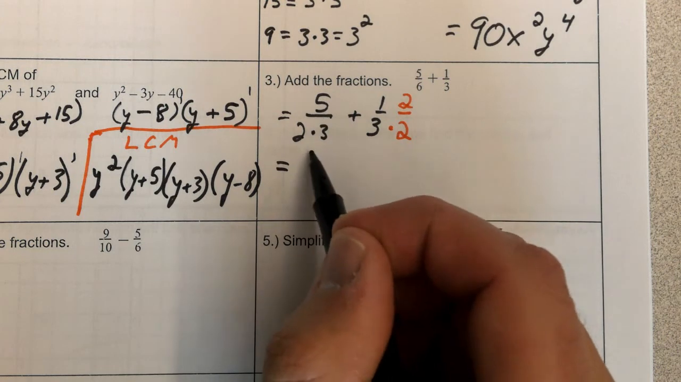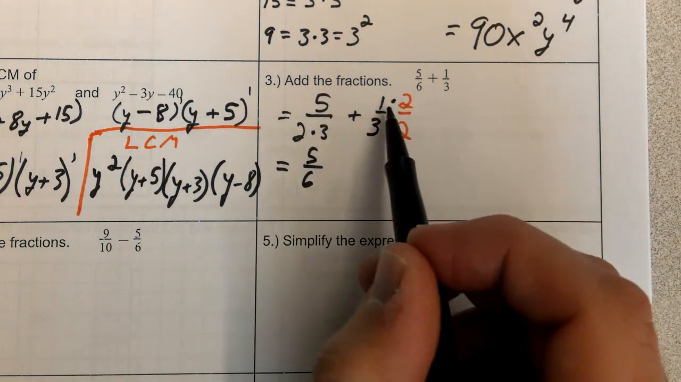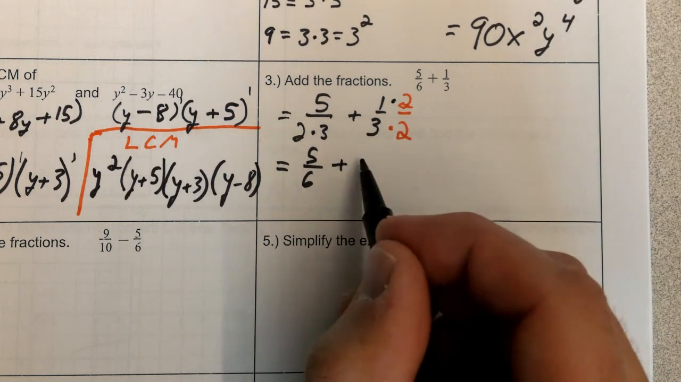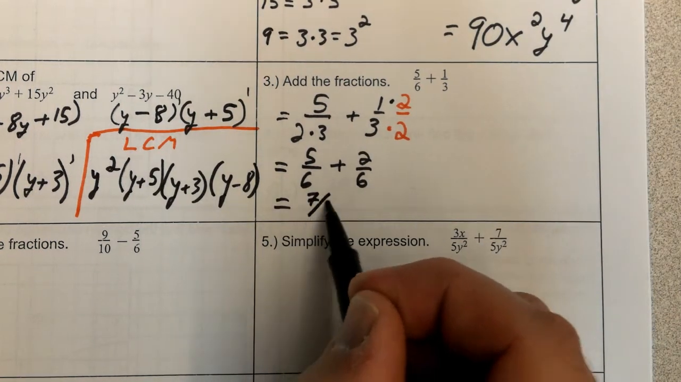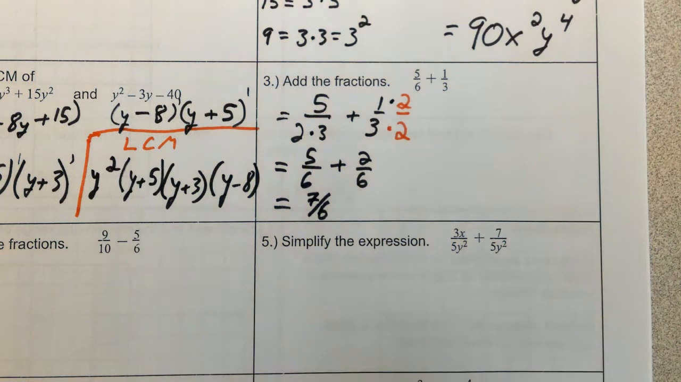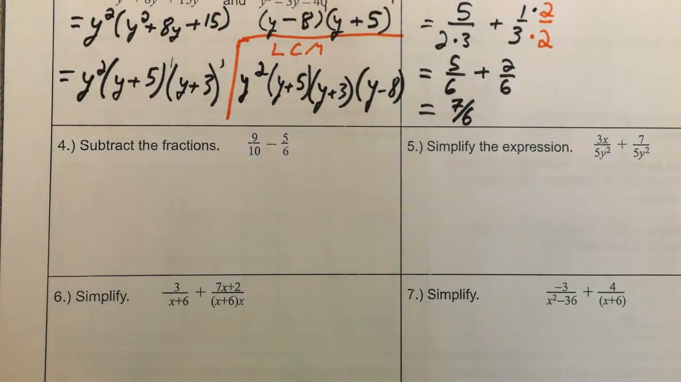It'll be 5/6 plus, this will be 2/6, because remember we're multiplying fractions here, so it'll be plus 2/6. And if I do that, then I get 7/6. Notice the common denominator, I can just add the numerators. Okay, we're going to do that same thing on this one, except for subtraction.